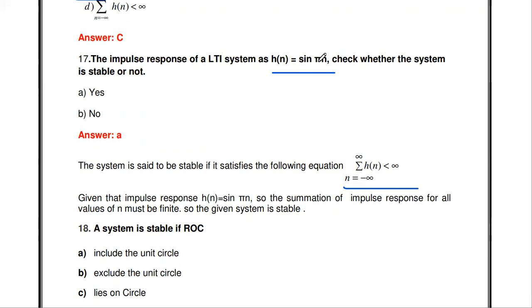Okay, for any value of n, sin(πn) is 0. Sine π, sine 2π, 3π, 4π, all are 0. So that's why the summation of h[n] from n equal to minus infinity to infinity should be finite. Sine π, sine minus π, sine 2π, 3π, all values are 0 only. So it satisfies this condition, so the impulse response sin(πn) is stable.